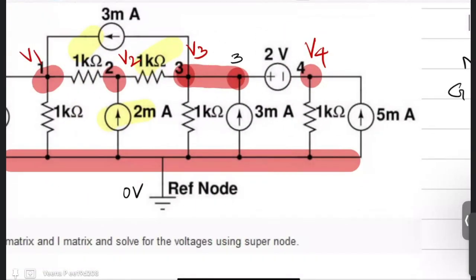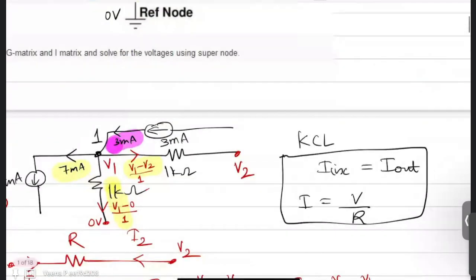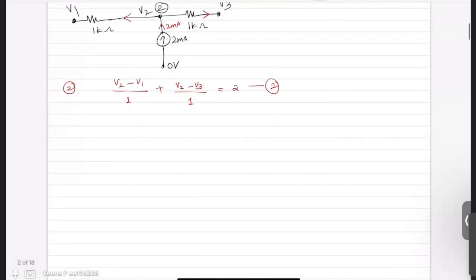In the third node you see this 3 milliampere goes out. It is connected to a 1 kilo ohm, another 1 kilo ohm, another 3 milliampere and a voltage source. Now, the current through this voltage source you don't know. So let me redraw the circuit. This is the interesting part. This is called the supernode.